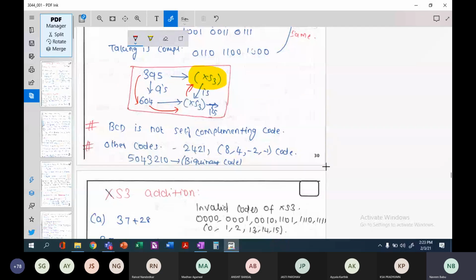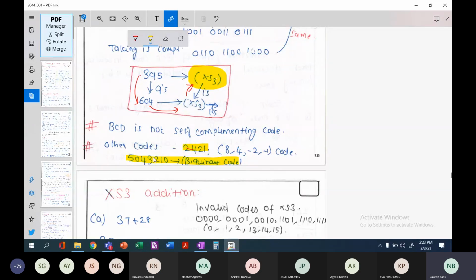What are the other codes that are self-complementing? You must remember these. The other codes that are self-complementing are: 2421 is a self-complementing code. 84-2-1 code is a self-complementing code. Biquinary code 5043210. This code might look funny, but this has been used extensively in World War II. So this code is also a self-complementing code.